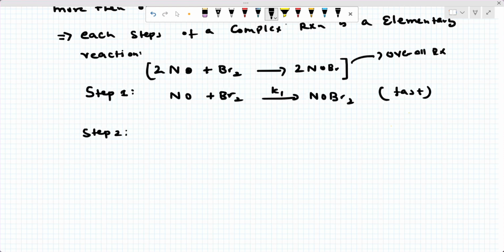This is NOBr2, which gives NOBr2 plus NO. That is K2. Now what is the product? That is 2NOBr. This is the slow step. Okay.